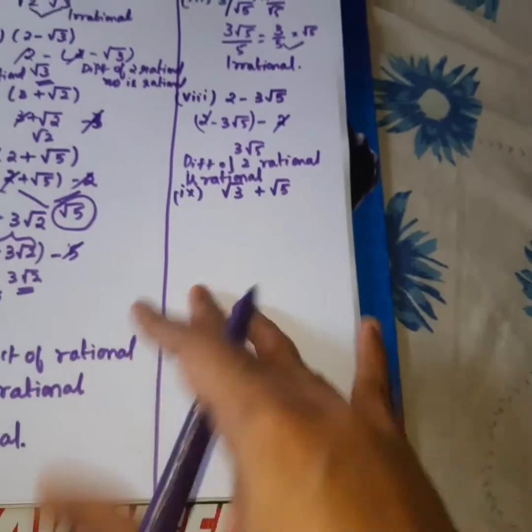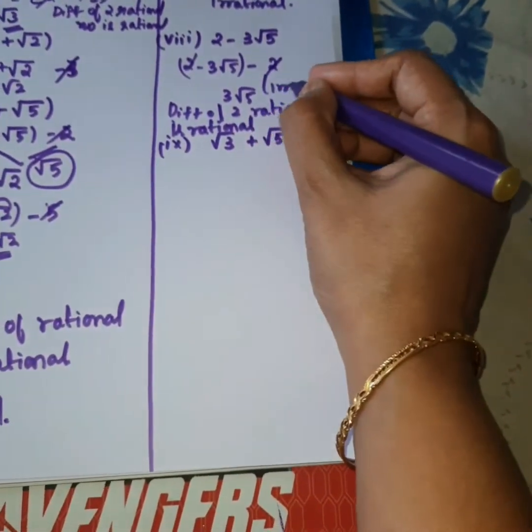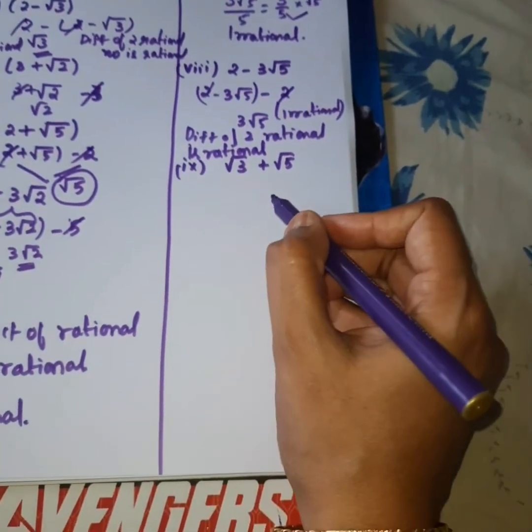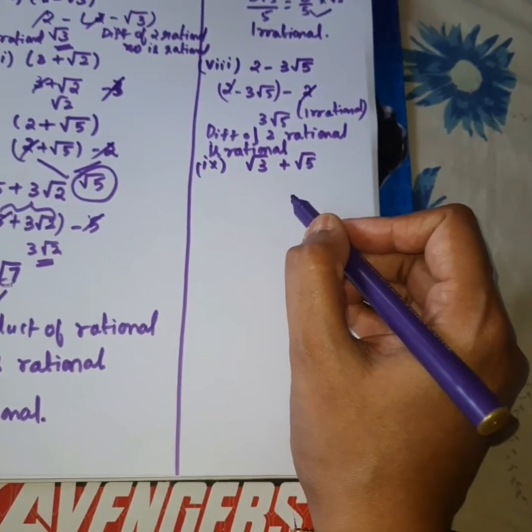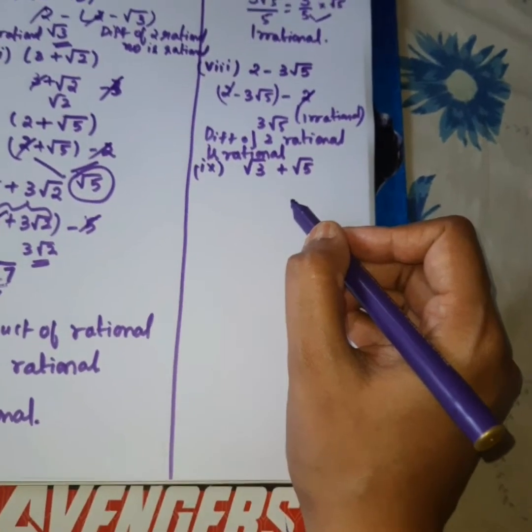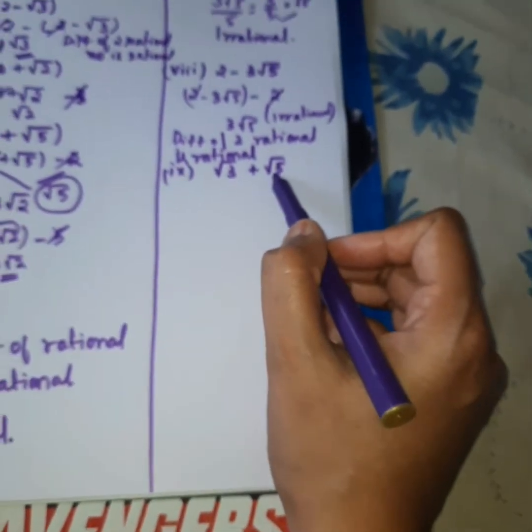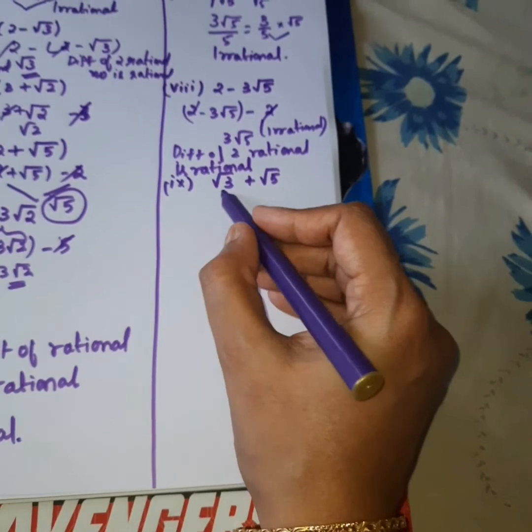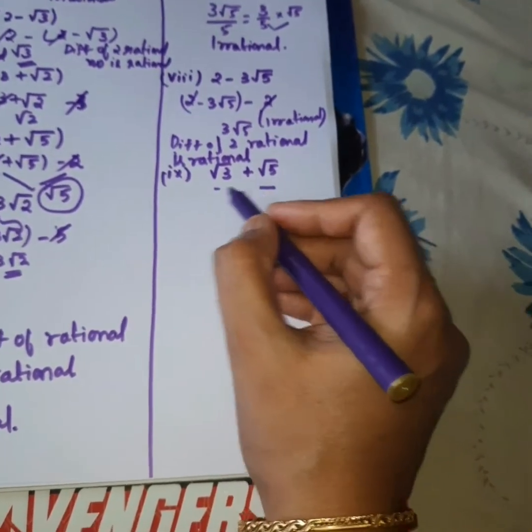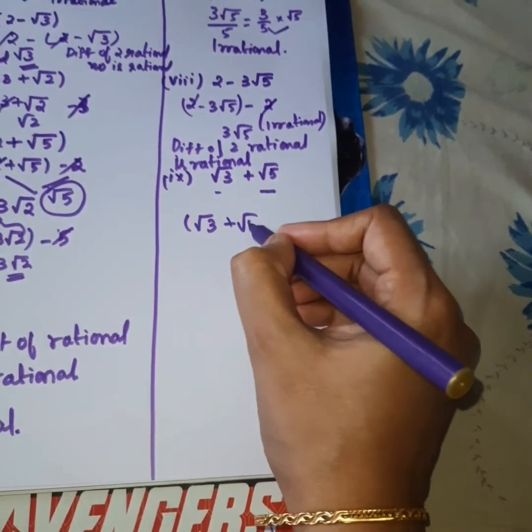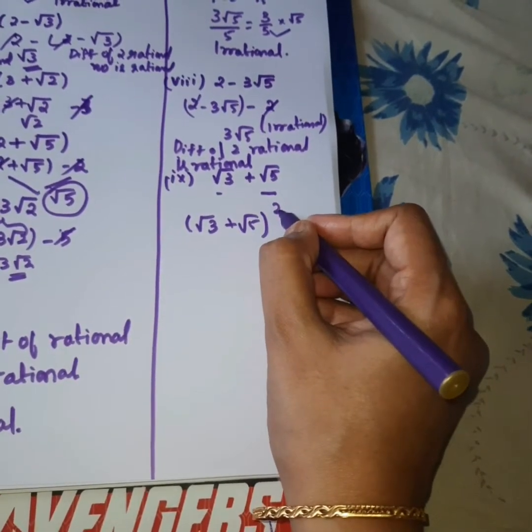Next question 9, square root of 3 plus square root of 5. If we assume both are rational numbers, then the square of the same is also a rational number. So we can try to do the square of it. Square root of 3 plus square root of 5 whole square.